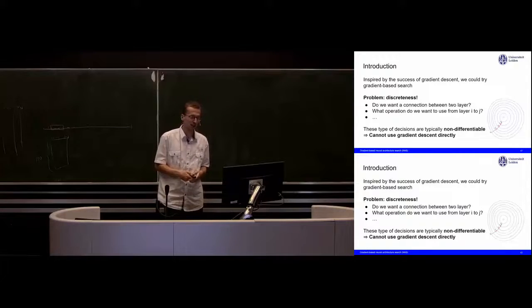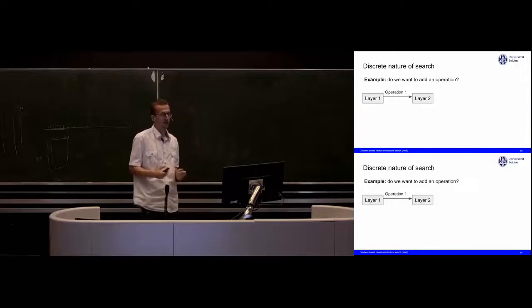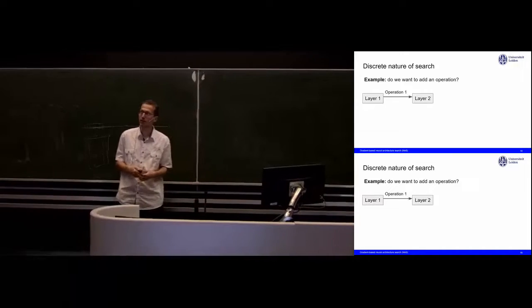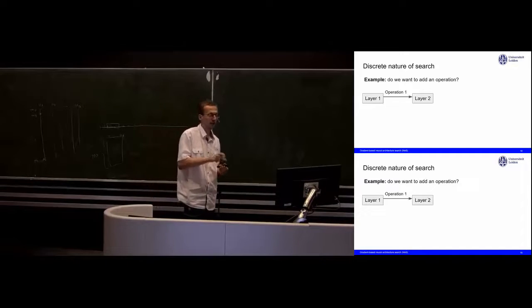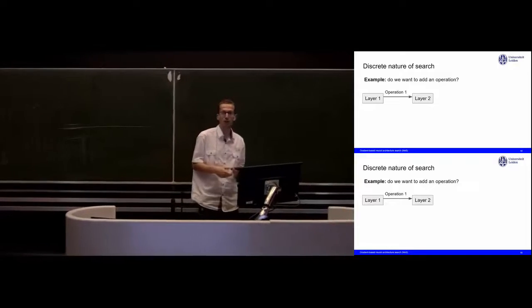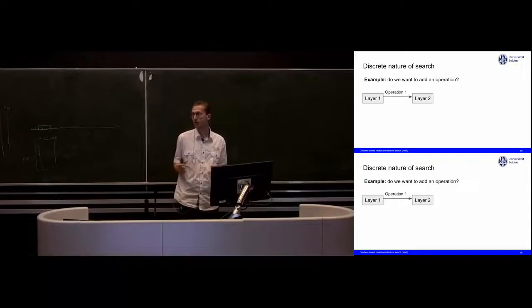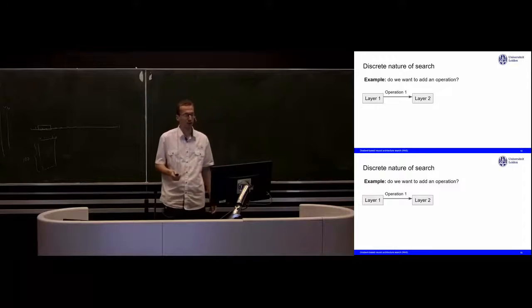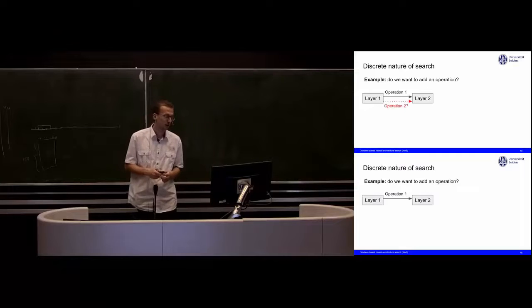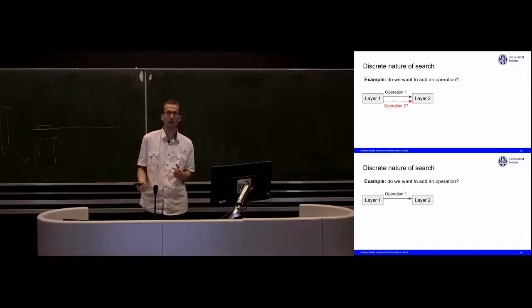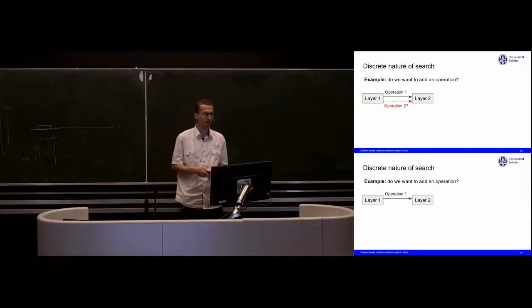To see an example of this, suppose that we have a very simple network architecture. We have layer 1 feeding into layer 2 by an operation 1. And operation 1 you can think of as something as simple as a fully connected layer. Now suppose that we want to ask ourselves the question, do we want to add another operation that also feeds into the second layer?